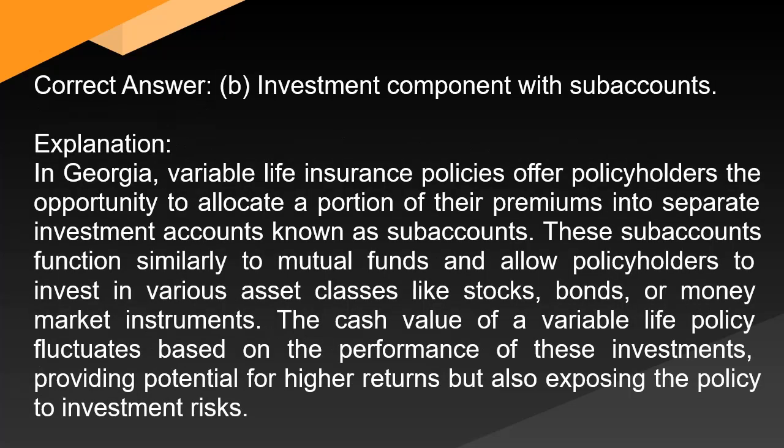Correct answer: B. Investment component with subaccounts. Explanation: In Georgia, variable life insurance policies offer policyholders the opportunity to allocate a portion of their premiums into separate investment accounts known as subaccounts. These subaccounts function similarly to mutual funds and allow policyholders to invest in various asset classes like stocks, bonds, or money market instruments. The cash value of a variable life policy fluctuates based on the performance of these investments, providing potential for higher returns but also exposing the policy to investment risks.